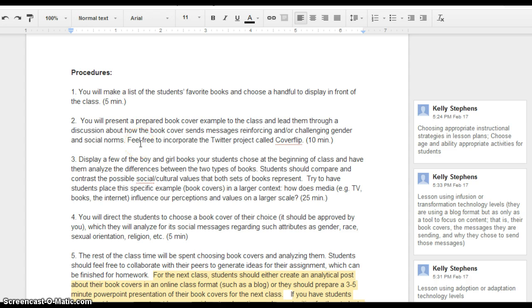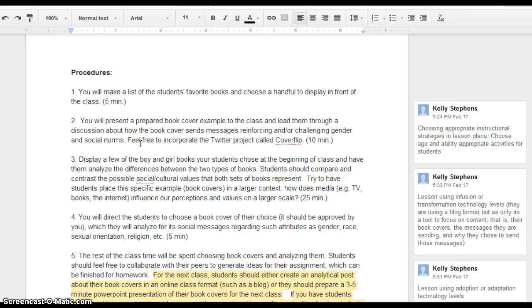That's when you can walk them through those analytical skills, like pointing out, oh, well, what is she wearing? What does she look like? Or how does he look? How is he acting? Really kind of pointing out maybe some of the gender differences.